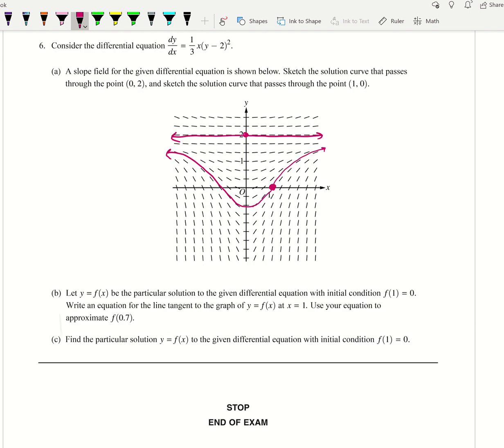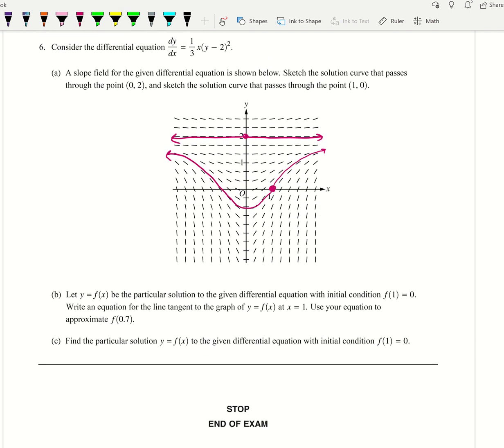All right, let's look at part B. Let y equals f of x be the particular solution. Stop. That doesn't mean that you're doing separation of variables. Read the problem carefully. All right, keep going. Where we know the initial condition is f of 1 is equal to 0. Write the equation for the tangent line and then use it to approximate f of 0.7. This is not separation of variables.